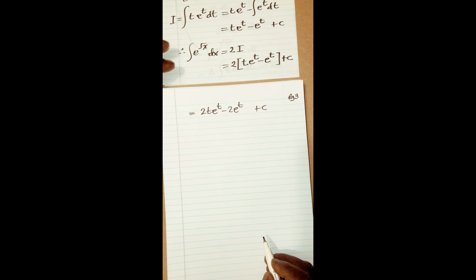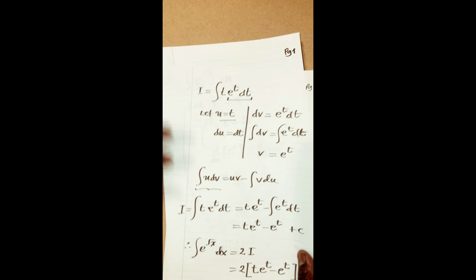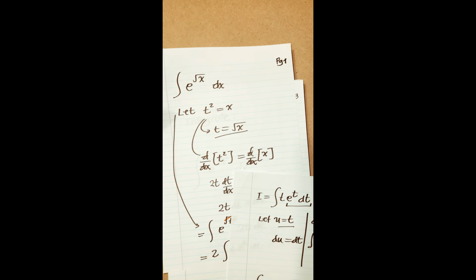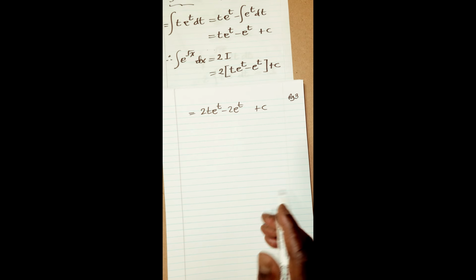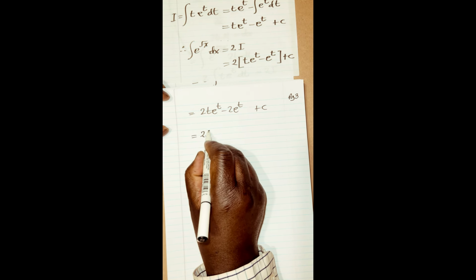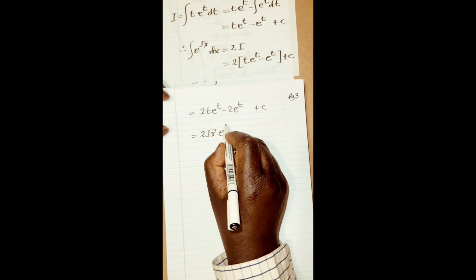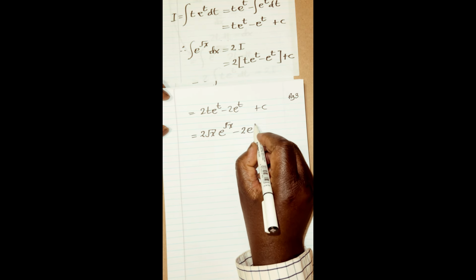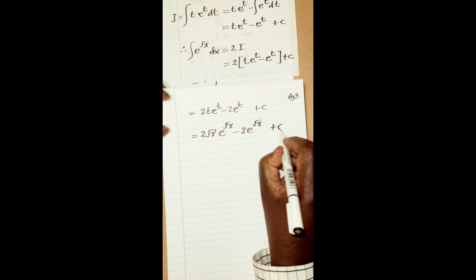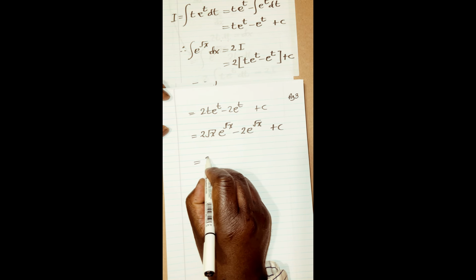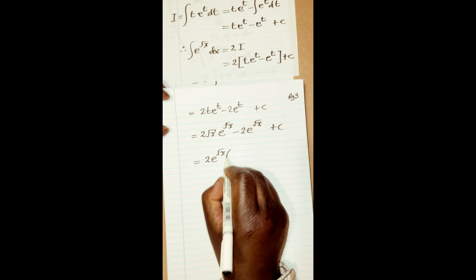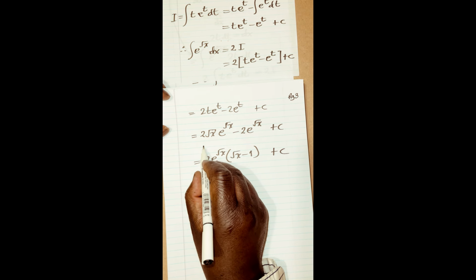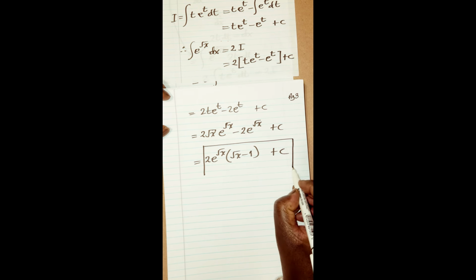But what is t? If you go back to page 1, remember the relationship between t and x is that t is square root of x. So I'm going to say this is the same as 2 square root of x e to the power square root of x minus 2 e to the power square root of x plus c. Now we can factorize this part here to 2 e to the power square root of x, open brackets, square root of x minus 1, and then plus our constant c. So this is the final solution to our integral.